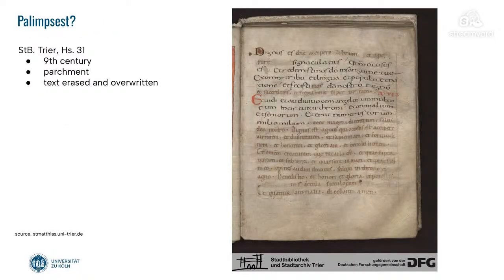So I brought two examples of palimpsests. This one is the Trier Apocalypse. It's a manuscript from the 9th century, written in an uncial script on parchment, and in the major part of this manuscript, the text has been erased and overwritten. With the means of MSI, we could recover the lost text.